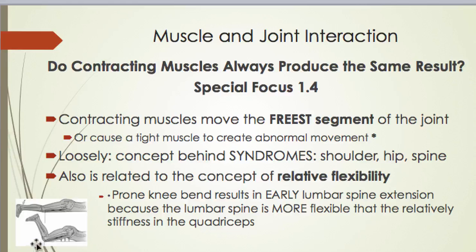Okay? It's just stiff. So when we flex the knee with the patient prone, if we see very early rotatory motion here at the hip and the lumbar spine, what it tells us is that the relative flexibility of the lumbar spine is greater than the relative flexibility of the quadricep. So that prone knee bend results in early lumbar spine extension because the lumbar spine is more flexible than the relative stiffness in the quadricep. So there's some different examples of that through the body, but that's probably the best one.